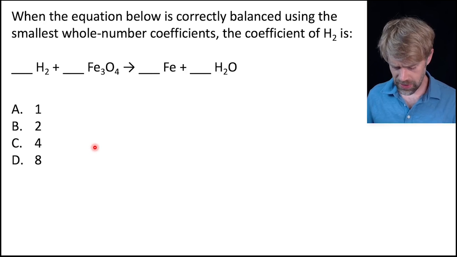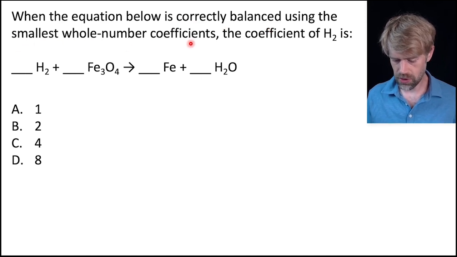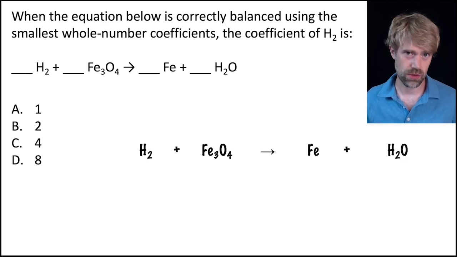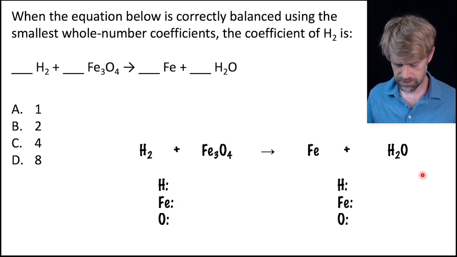Okay, here is the next example. When the equation below is correctly balanced using the smallest whole number coefficients, the coefficient of H2 is... Okay, let's get to work. First things first, write down the equation, just like this. And then we'll do a chart for the number of atoms.